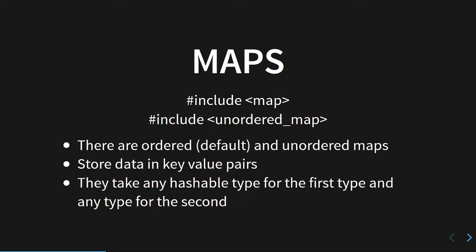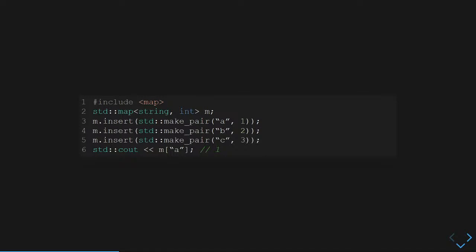And then the type for the first type has to be hashable. So you can't really use this if you custom defined a class, because C++ doesn't really know how to hash your own class. But then the second type, it can be whatever you want. So here's an example. We have our map, which is the key will be strings and the value will be integers, and our map is M.